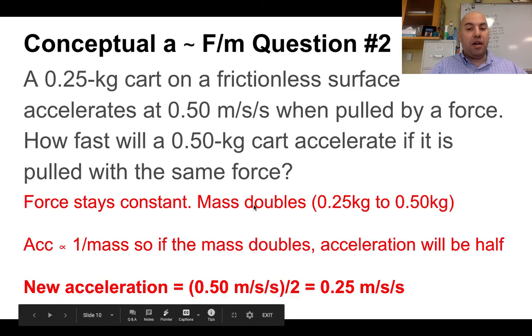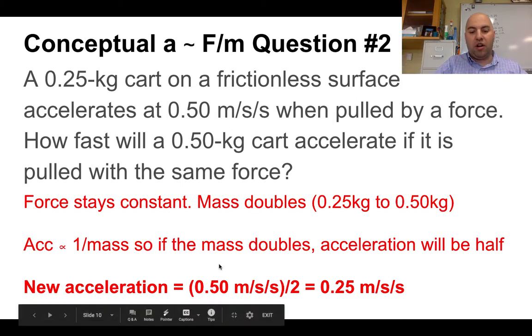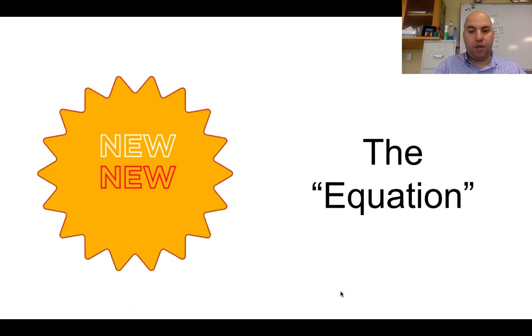All right. Well, this is one of those examples of the force staying constant, but the mass is changing. And because acceleration and mass are inversely proportional, meaning when one goes up, the other one goes down, that means if I double the mass, the acceleration is going to go down by half. All right, so that's when we started out with 0.5 meters per second every second for the acceleration. If I double the mass, I end up with half the acceleration as before.